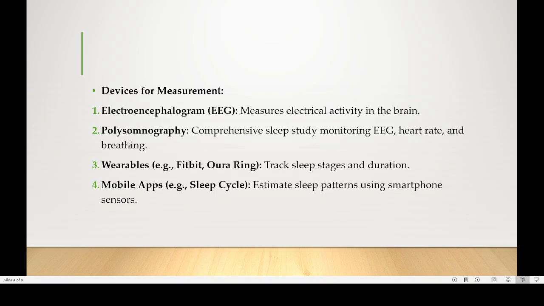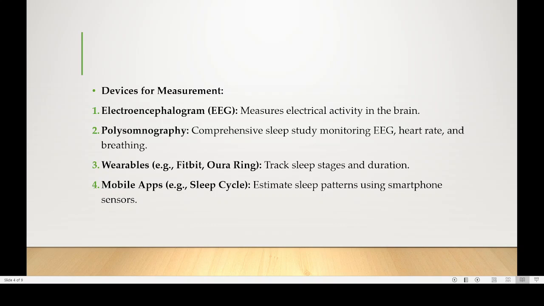Then another is polysomnography. It is mainly used for sleep study monitoring: EEG, heart rate and breathing. Maybe if an instrument is there, we will try to find out how it appears. In the case of polysomnography, multiple factors will be measured. Here you can see that polysomnography will be monitoring EEG, heart rate, and also breathing. Here you can see that different types of devices will be connected to the person.